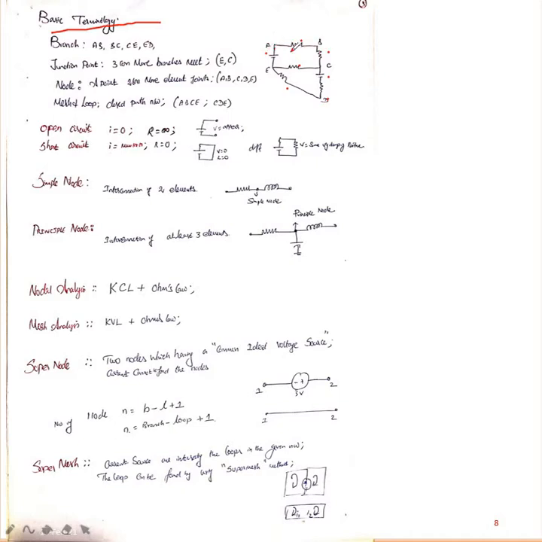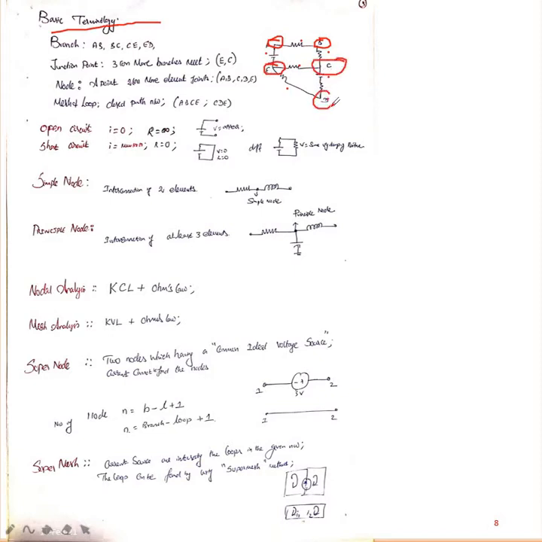What is a node? Two branches are connected, that is called a node. Two and above branches are connected is a node. It is denoted as a node.